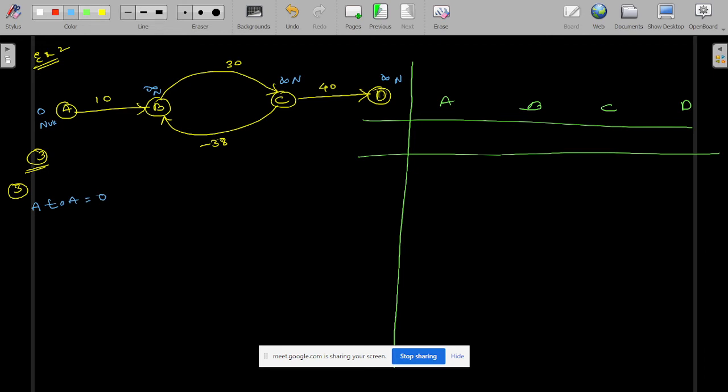Yes or not? That is 0. Like that, A to B, what is the value? Right now it is 10, in future it may change. B to C, what is the value? 30, in future it may change. C to B, what is the value? 38, in future it may change. C to D, what is the value? 40, in future it may change. So that is what we have to do. Initially 0, null. Okay, done. Everything is done now.